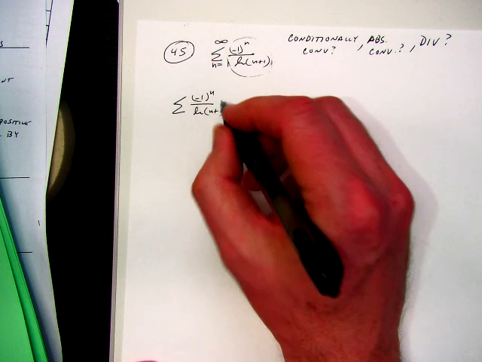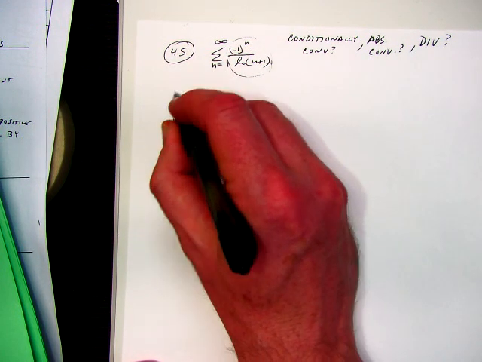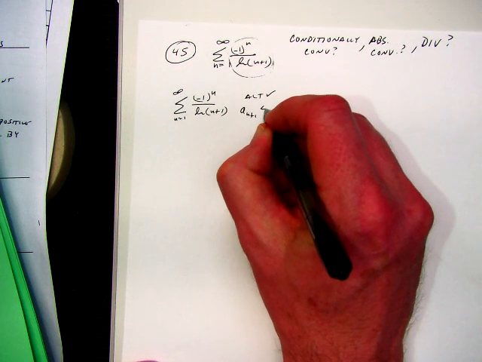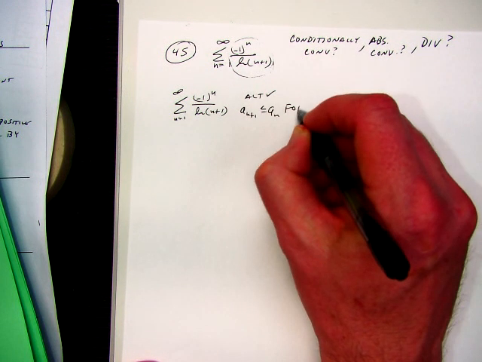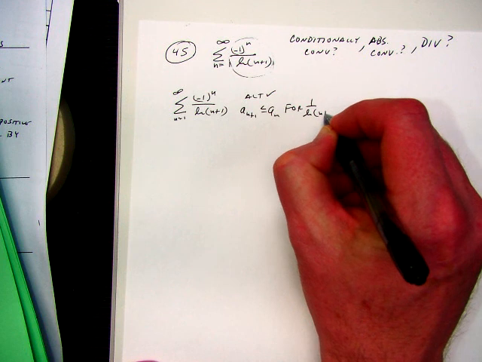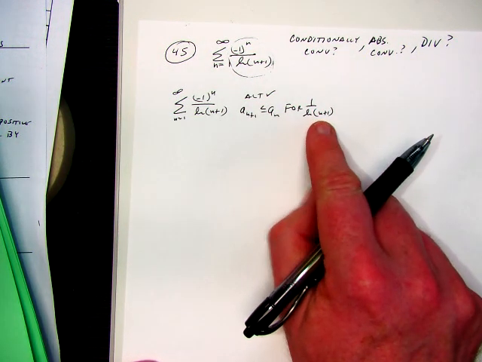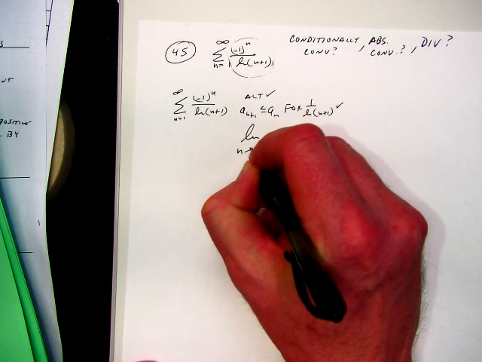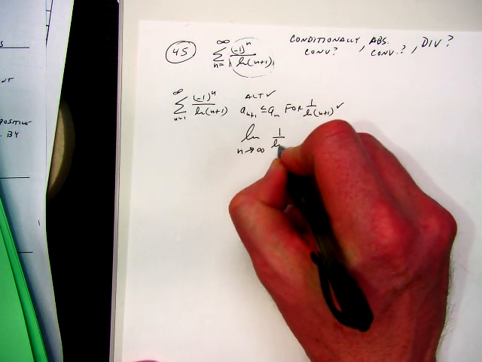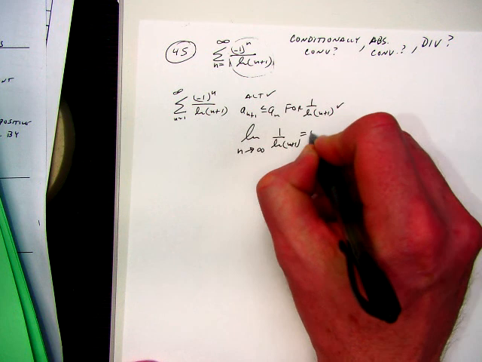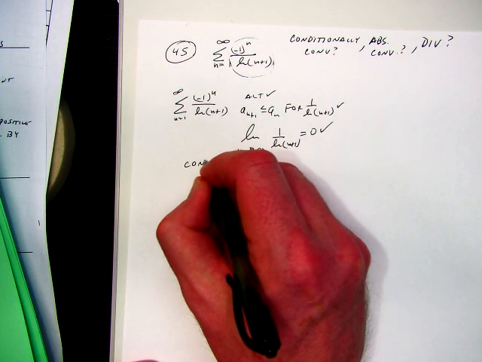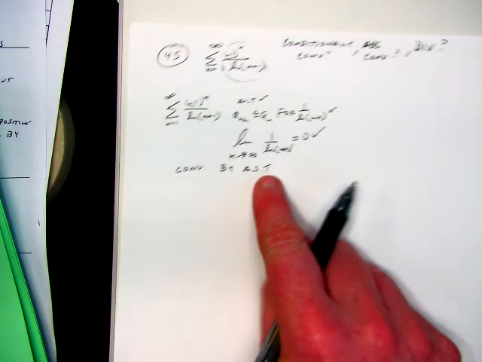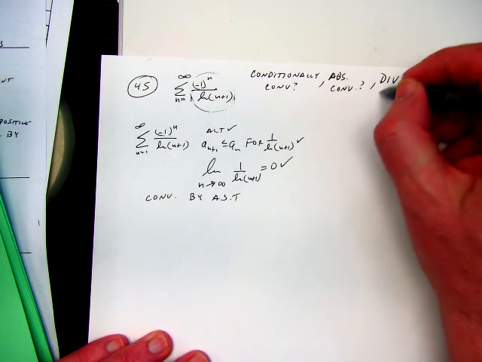Okay, so first of all, your key is it's alternating. Is a sub n plus 1 less than or equal to a sub n for 1 over the natural log of n plus 1? Well, as n gets bigger, this gets smaller, so that works. And the limit as n approaches infinity of 1 over the natural log of n plus 1 does in fact equal 0. So this one converges by AST, which means it doesn't diverge. So that one's now out.